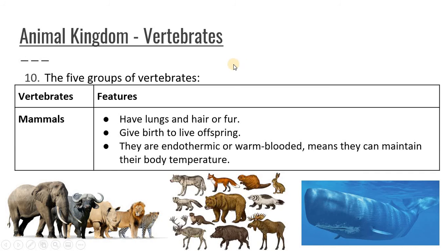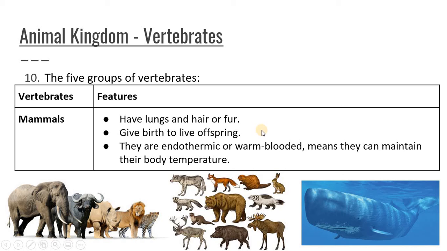First of all, we're going to look into mammals. What are the features that a mammal has? A mammal has lungs, and they have hair, they have fur. In these pictures, we can see a few examples of mammals. The second feature of mammals is they give birth to live offspring. What does it mean? It means that they do not lay eggs.